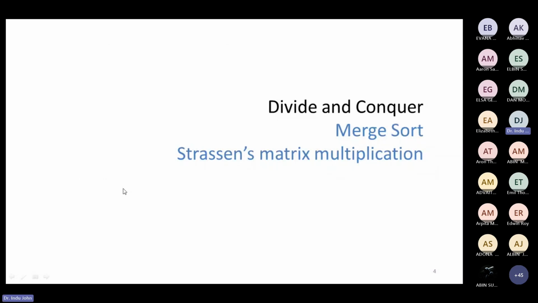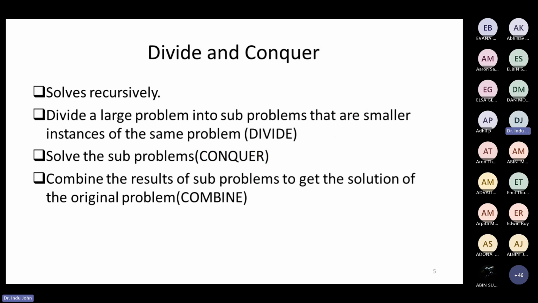Today's class, we are going to discuss in detail about this divide and conquer strategy. And we will see two examples. One is that of merge sort, which you have already studied in your data structures course. And also in this course itself, we have discussed merge sort while discussing recurrence relations. And the second one is an algorithm for matrix multiplication known as Strassen's matrix multiplication. So first, let's look at what is divide and conquer strategy.